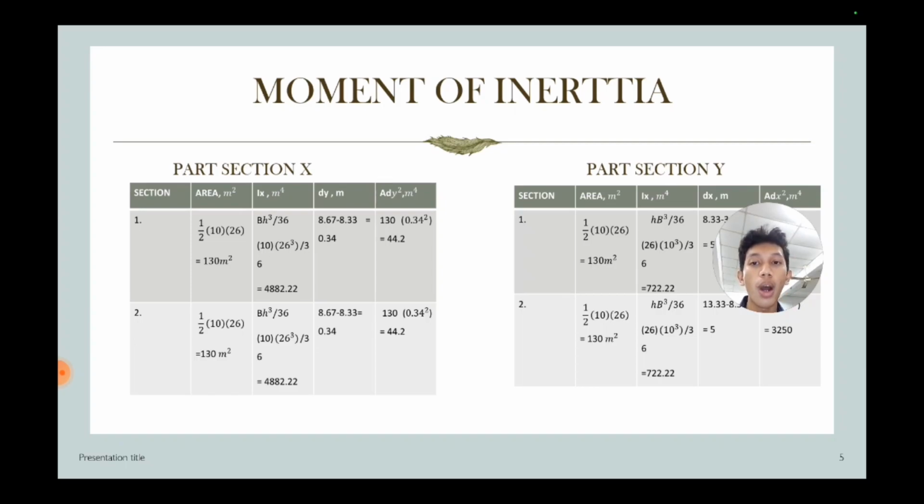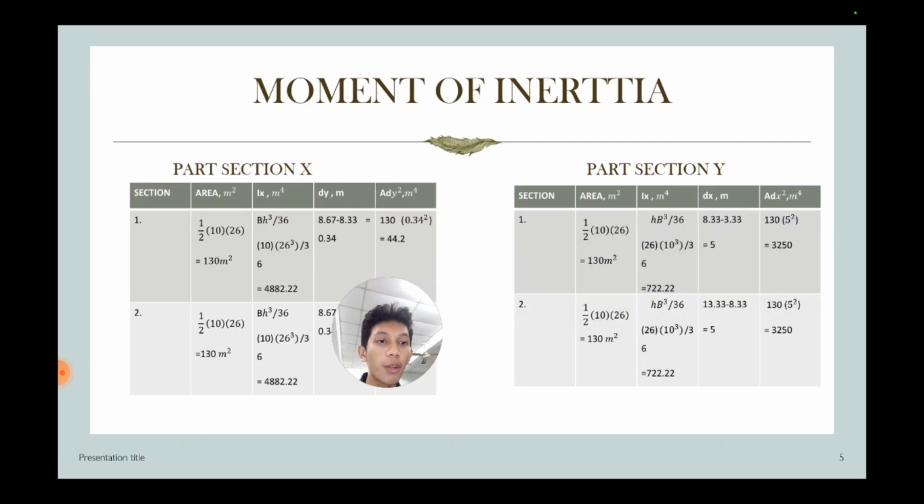For section 1, we can deduce that the inertia is 4882.22 and also getting the same value for section 2, 4882.22, but both also have the same changes of inertia, which means they have an increase of 44.2. For the part section Y, we can see it also exhibits inertia at the same value 722.22, and A dxy is 3250.